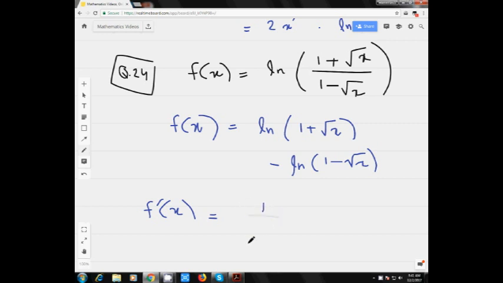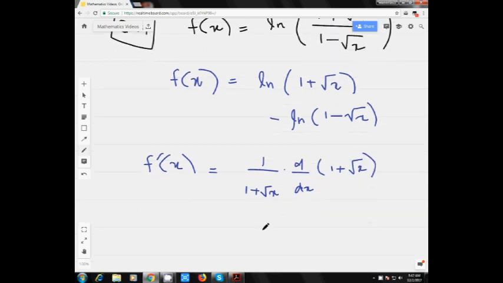So it comes out to be equal to 1 divided by 1 plus square root x times the derivative of 1 plus square root x. This is actually the definition of the derivative of natural logarithms, and then the same has to be done here, and you get 1 divided by 1 minus square root x times the derivative of 1 minus square root x.